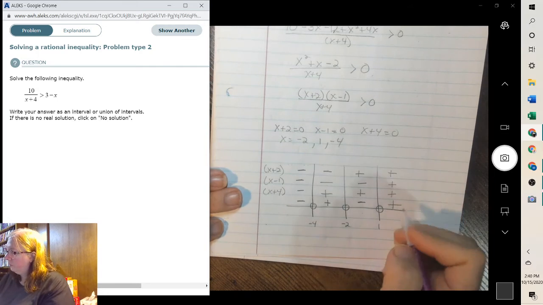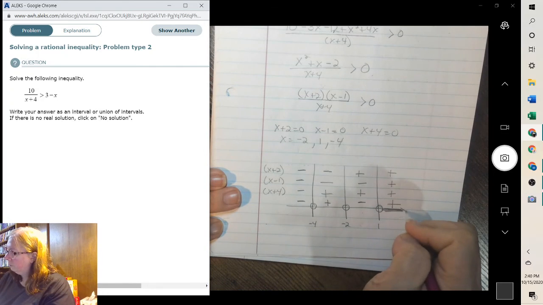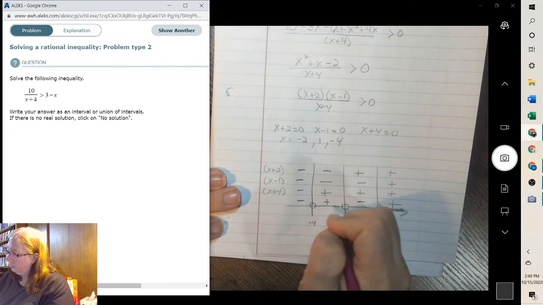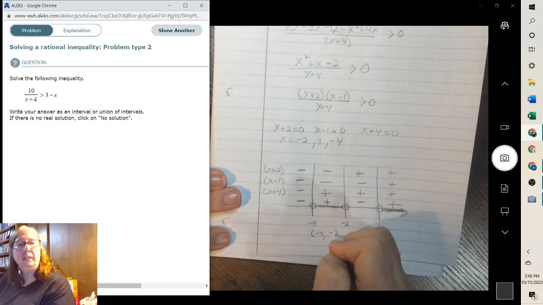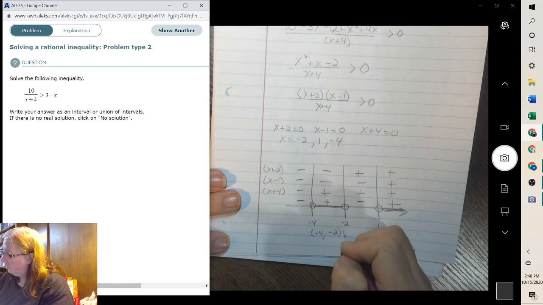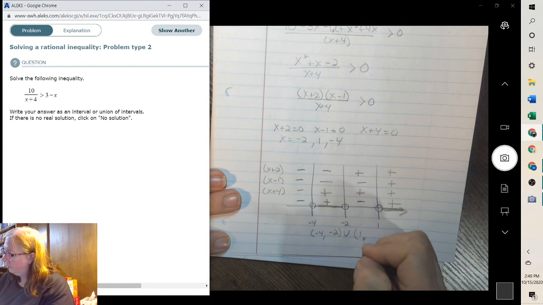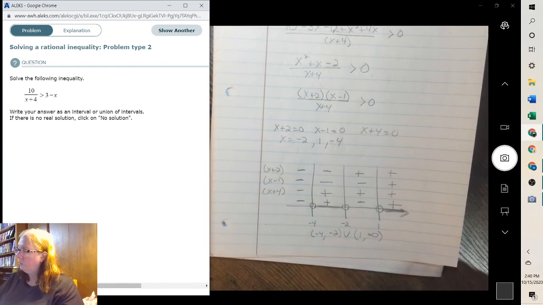We wanted greater than 0, so it will be this one, because plus, and this one. Negative 4 to negative 2, union 1 to infinity. And that's all it is for those.